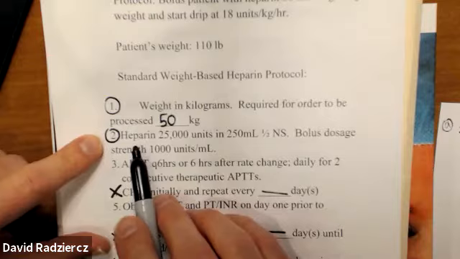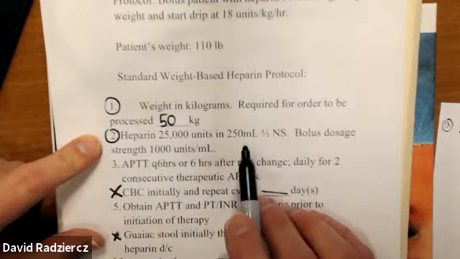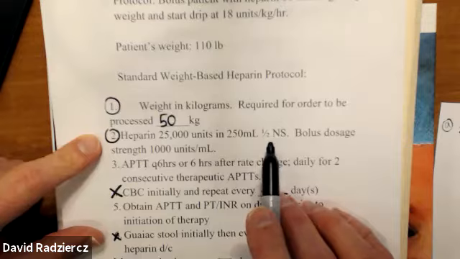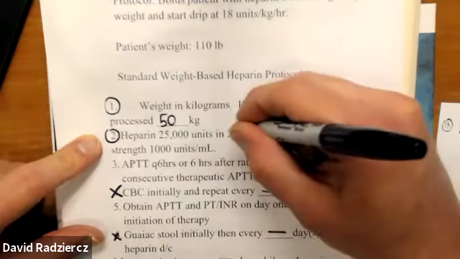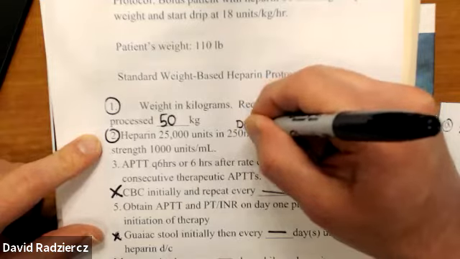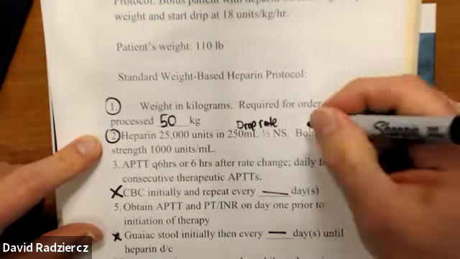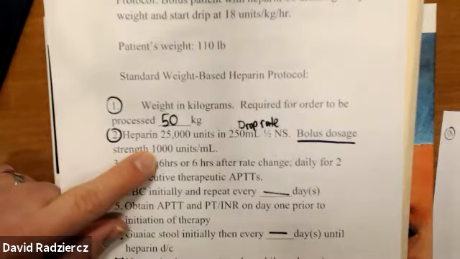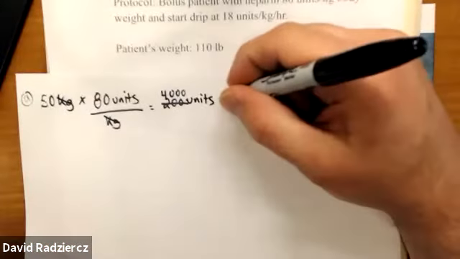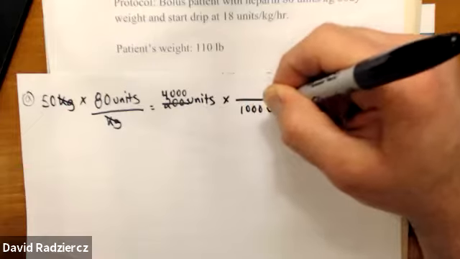And that's where you go to step 2 of the protocol. Step 2 says that we have 25,000 units in 250 milliliters, half normal saline. So that's your IV, and that's usually associated with your drop and flow rates. So that is not the bolus. The bolus is the bolus, and it tells you we have available 1,000 units per milliliter. So what you're going to do then is get 4 milliliters. You got it. You're going to convert the units to milliliters.